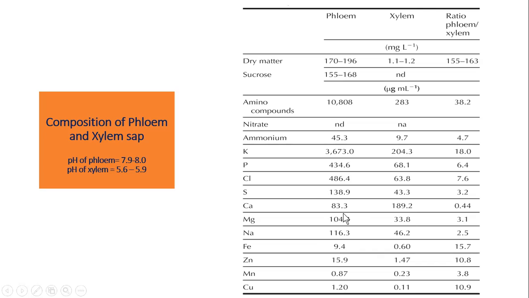But in the case of calcium, you will see the direct deficiency symptom in the younger leaves, because its mobility is very low and its concentration in the phloem is very low. Magnesium, again, high in the phloem.